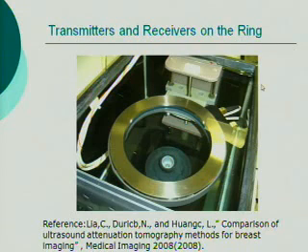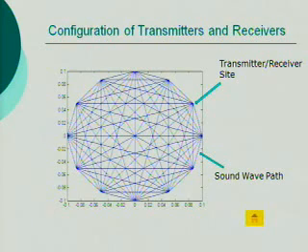This one is a real experimental setup. On the ring, there are 256 transmitter receiver sites, and each transmitter transmits a sound wave to all the receivers, and the receiver acquires time data for that path that the sound wave propagates through. The object is in the middle of the ring. And this is a configuration made by MATLAB. As you can see, each point represents a transmitter receiver site, and the lines between those points represent the paths that the sound wave propagates through.